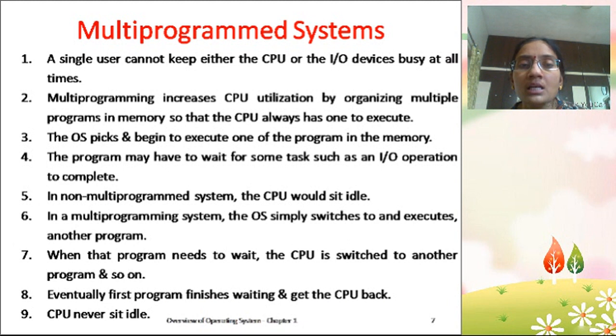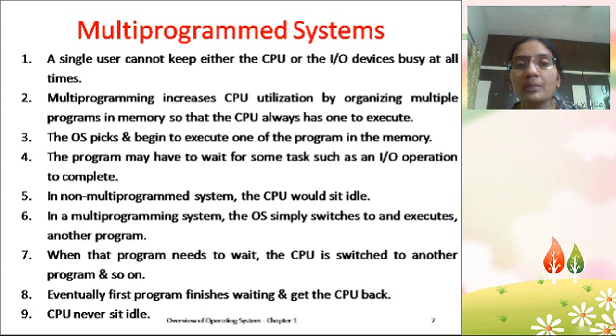In a multi-programming system, a single user cannot keep either the CPU or the I/O device busy at all times. During execution, the program may require the CPU as well as the I/O devices. When the program is performing operations with the CPU, the I/O devices will be idle, and when the program is performing with the I/O device, the CPU will be idle. So multi-programming increases CPU utilization by organizing multiple programs in memory so that the CPU always has one to execute.